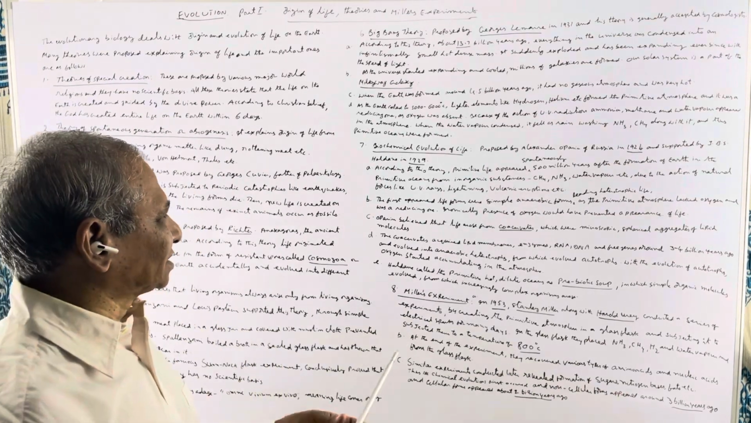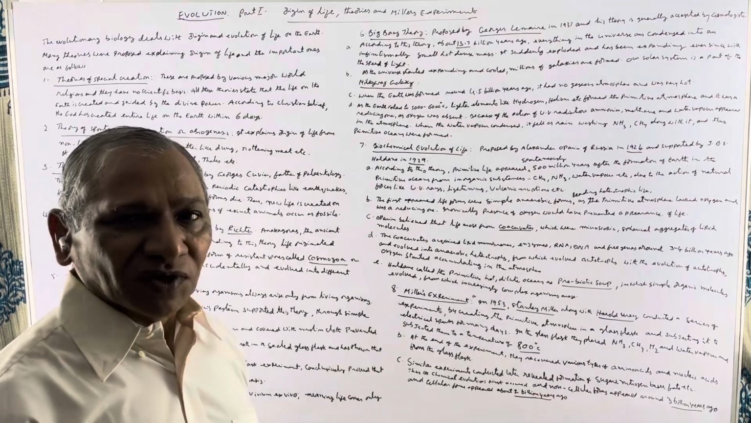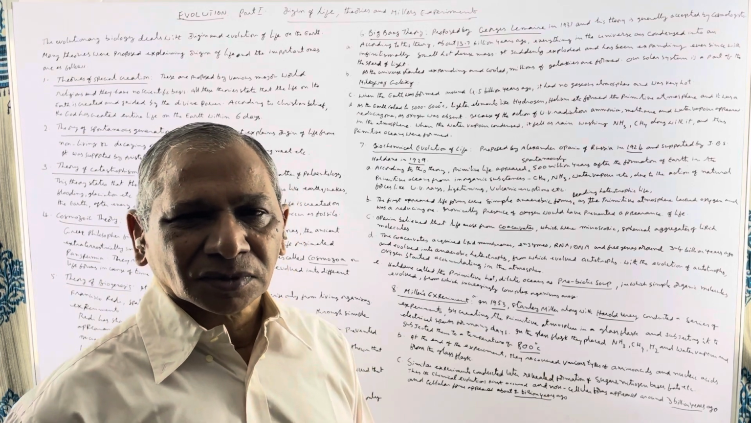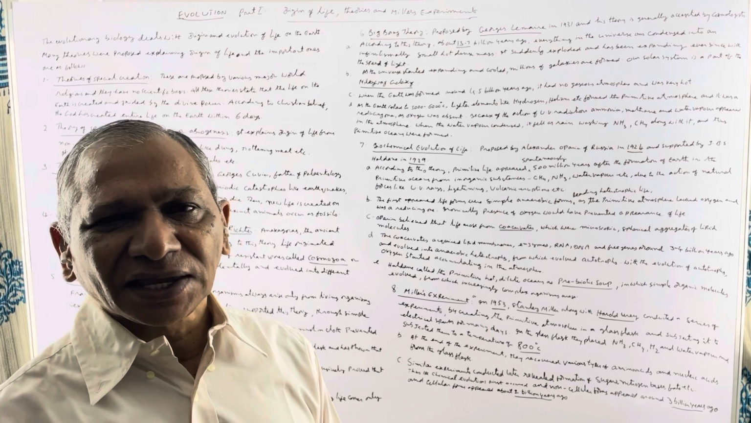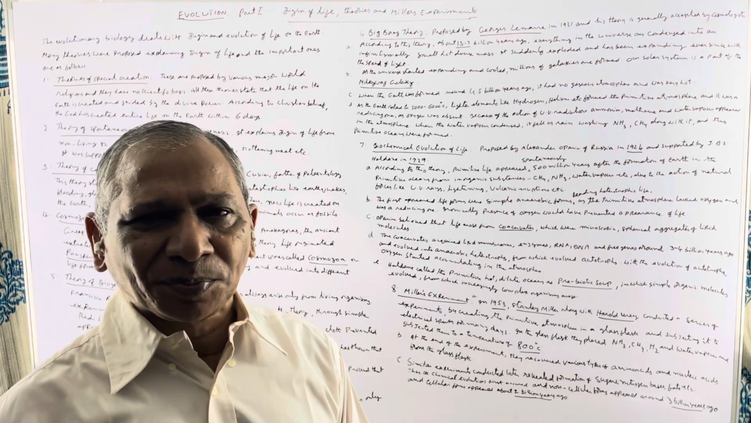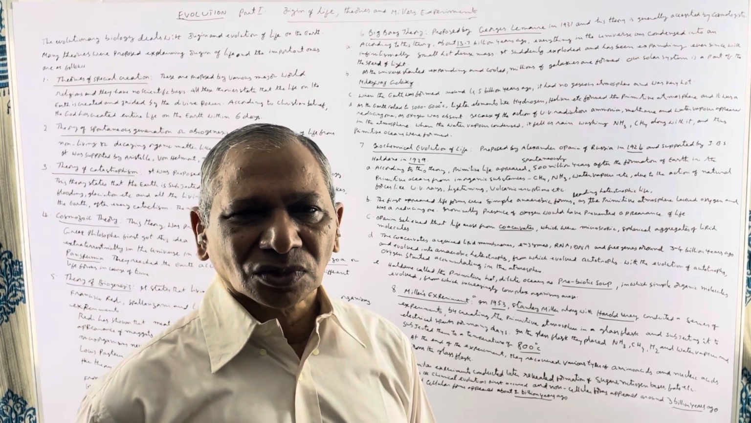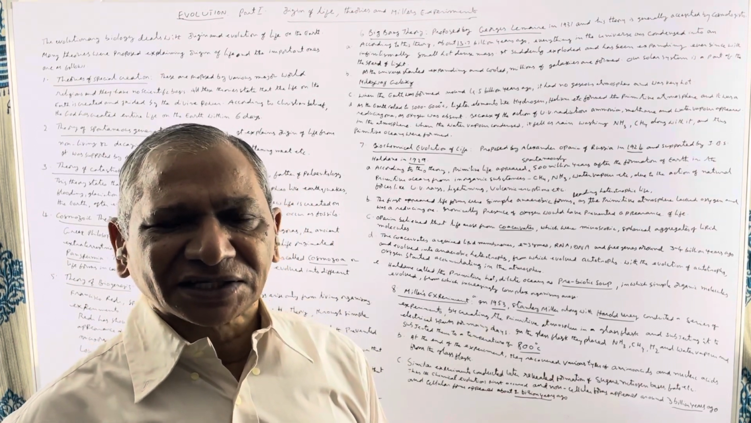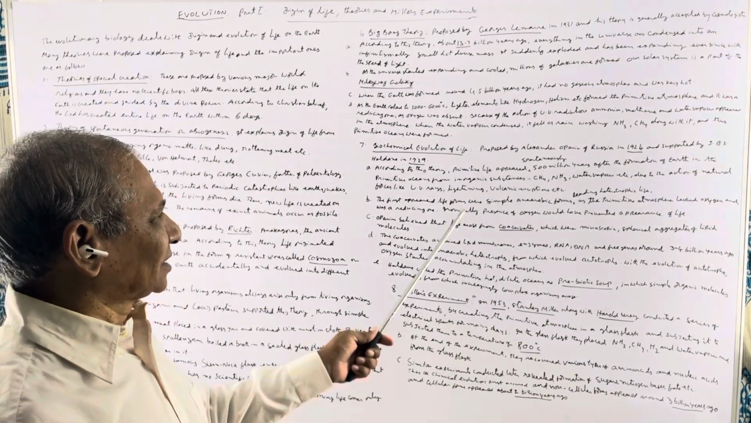Now let us see what this theory tells. According to this theory, primitive life appeared on the earth spontaneously about 500 million years after the appearance of the earth. So all the calculations show that earth appeared around 4.5 billion years ago. Then 500 million years later, that is when the earth was around 4 billion years old, life appeared on the earth.